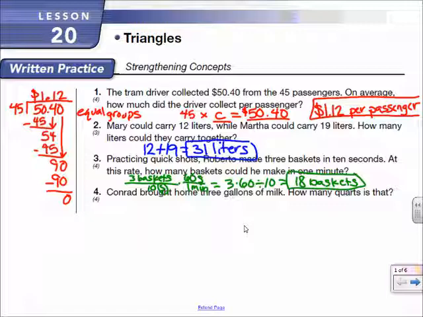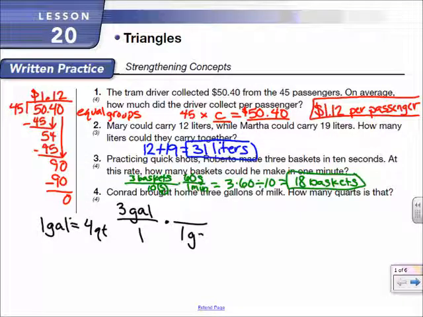Conrad brought home 3 gallons of milk. How many quarts is that? So we have 3 gallons. 1 gallon is equal to 4 quarts. Okay, so I have gallons on the top of this fraction, so they're going to go on the bottom of the next. Gallons will cancel out, and I'll be left with quarts. And since 3 and 4 are both on top, 3 times 4 is 12 quarts.